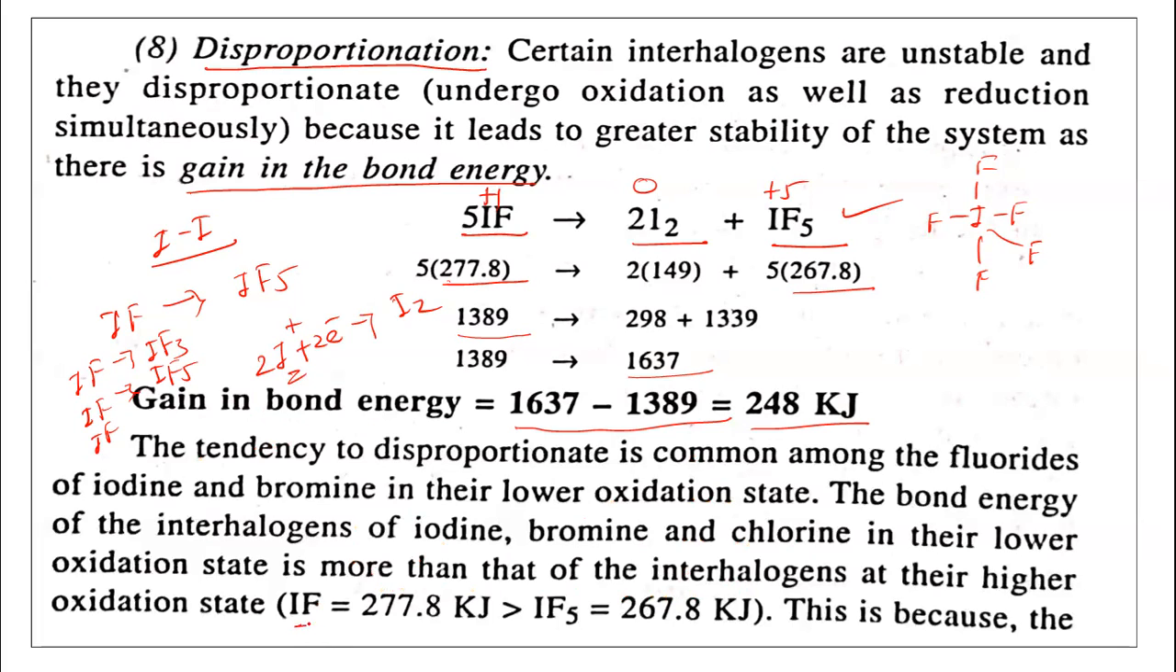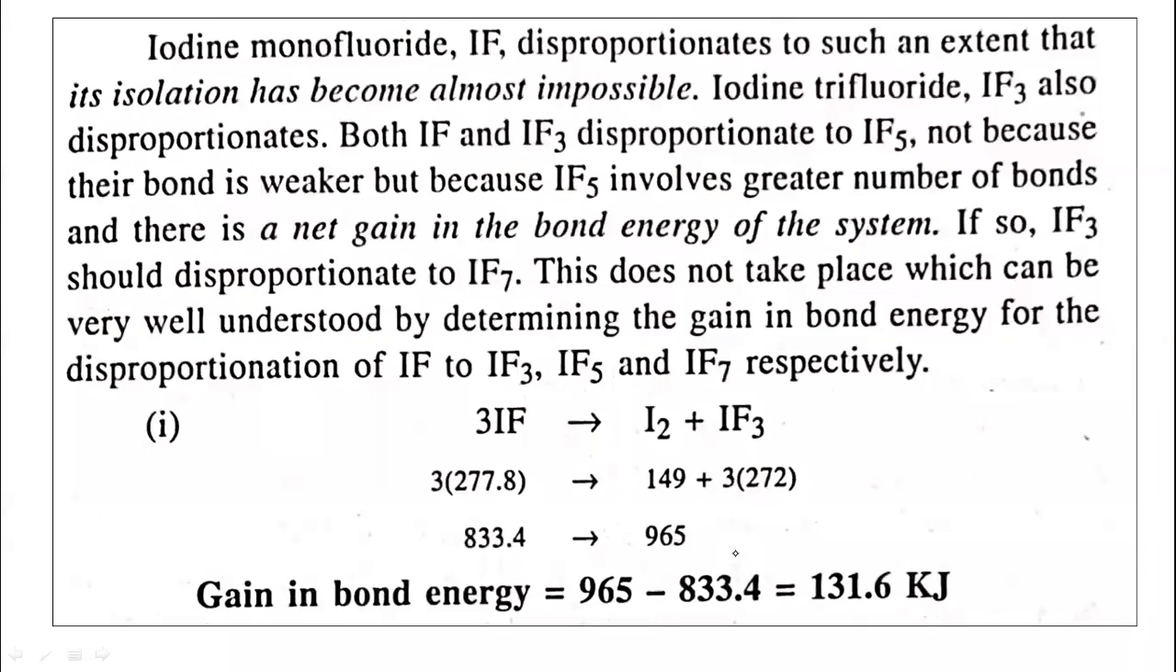So in case of the IF5, the bond energy will be higher here. In this case, it is 267.8. Bond energy will be less here because of the crowding here. The bond energy will be less here. This is because in iodine monofluoride, IF disproportionates to such an extent that its isolation has become almost impossible.